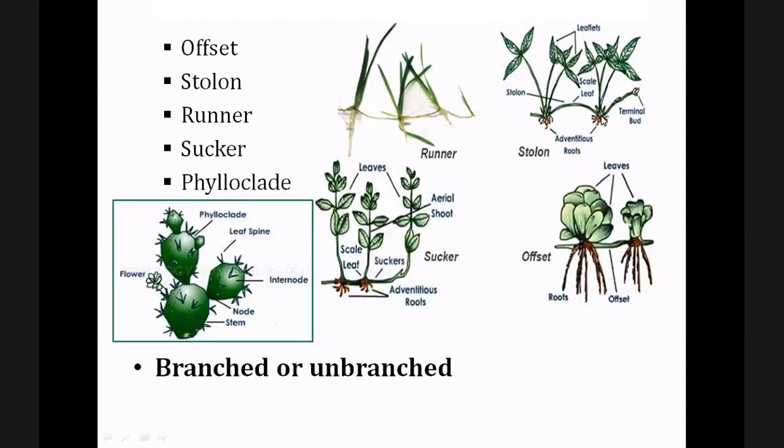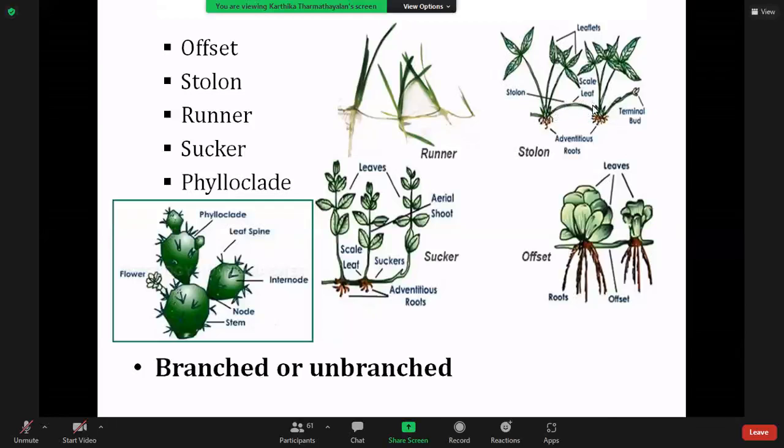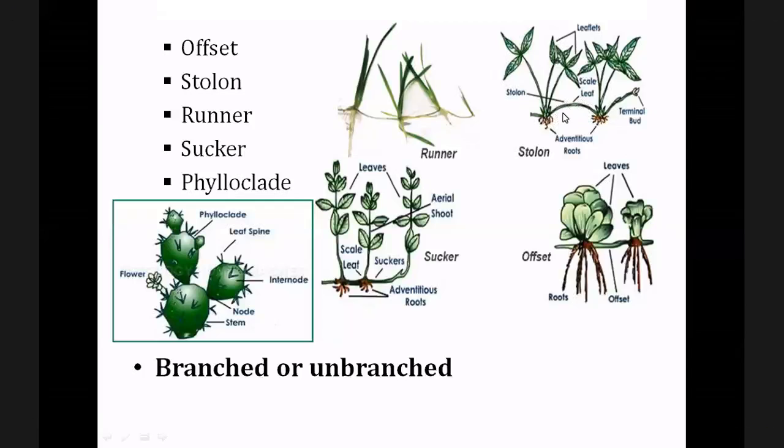Those are the active buds, no? So they produce the shoot. Below ground they produce the adventitious roots. That is the stolon. The examples are jasmine, Balsaminaria, colocasia. Those are the examples of stolon.